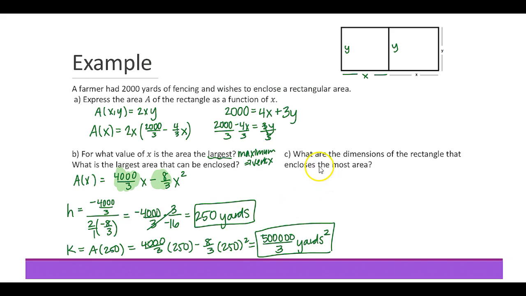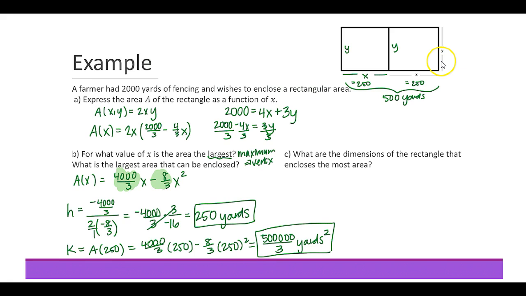And then finally, part C, what are the dimensions of the rectangle that encloses the most area? Here, when we think about dimensions, we think base times height. We know that x is 250, so I'm going to come back up here. X was 250, so this is 250. So total, the base is 500 yards.